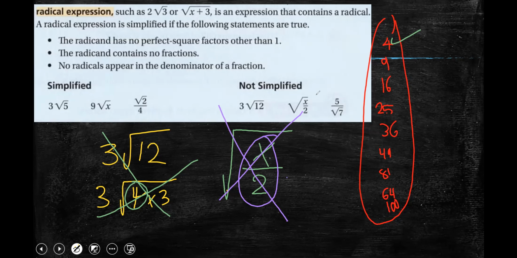What's the meaning of simplified? If you solve a problem and you stop here, I will say it is correct. But if you stop here, this is not correct. You have to simplify it.